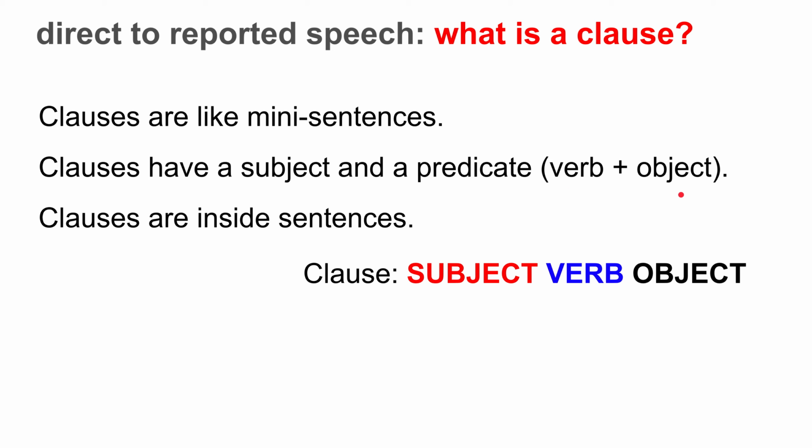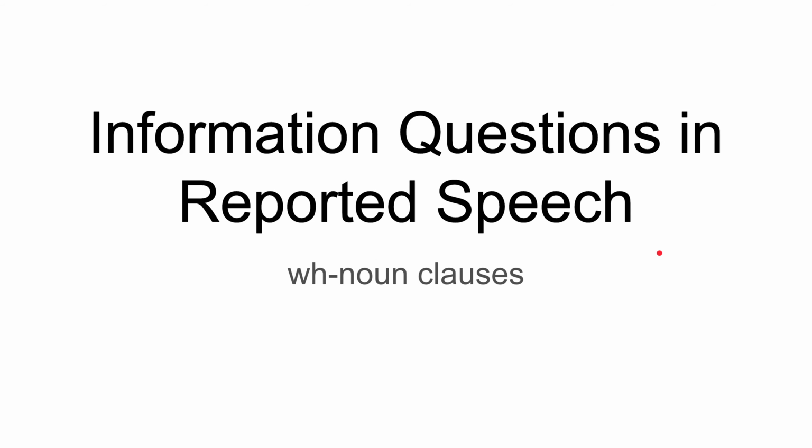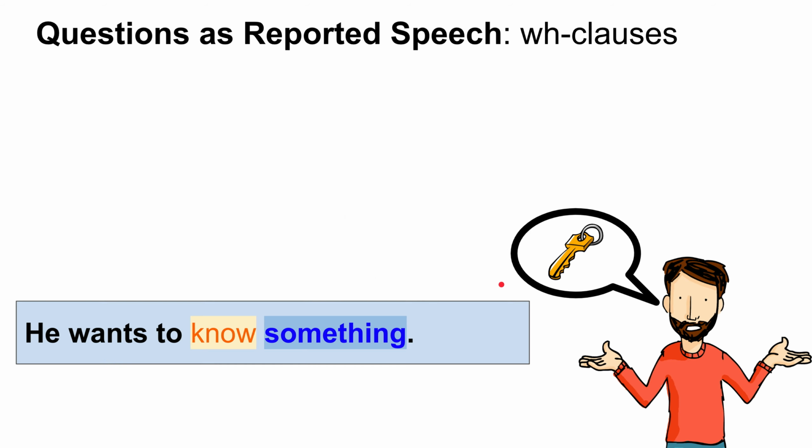That is, they have a verb plus an object. That predicate is verb plus object. And clauses occur usually inside sentences. So, example of subject, verb, object: dogs eat meat. The subject, dogs; the verb, eat; and the object, meat and bones. That is a clause. Let's move on now and let's talk about WH noun clauses.